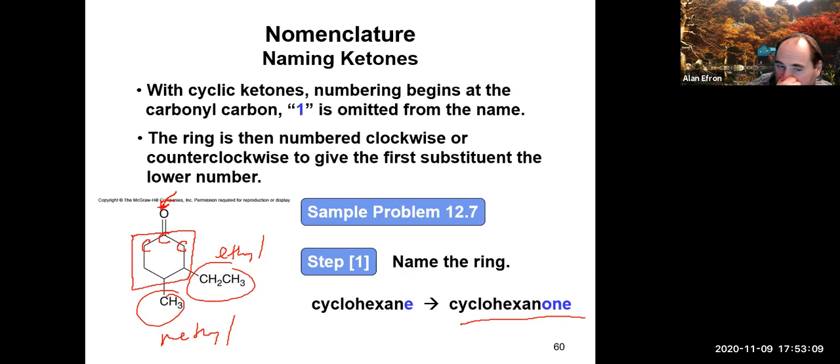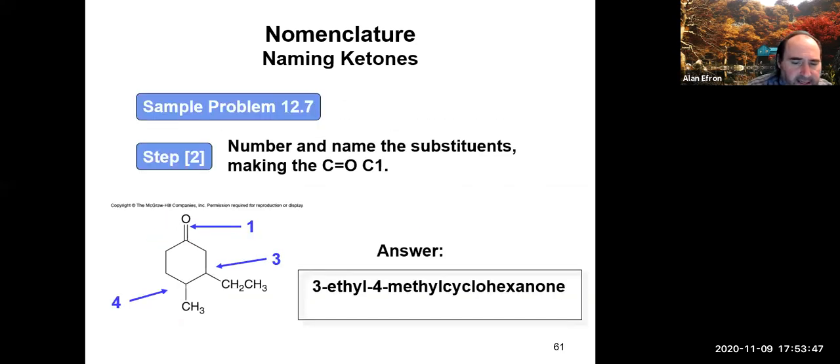The ring is then numbered counterclockwise or clockwise to give the first group the lowest number. So we want to go whichever way will do that. So if we just check it here, 1, 2, 3, 4, 5, 6. Going clockwise, we have 3 and 4. If we went counterclockwise, 1, 2, 3, 4, 5, and 6, we would end up with 4 and 5 in terms of the numbers. So we would want to go clockwise in terms of our numbering, so that we end up with the smaller numbers in this particular case. And that's what we see here.